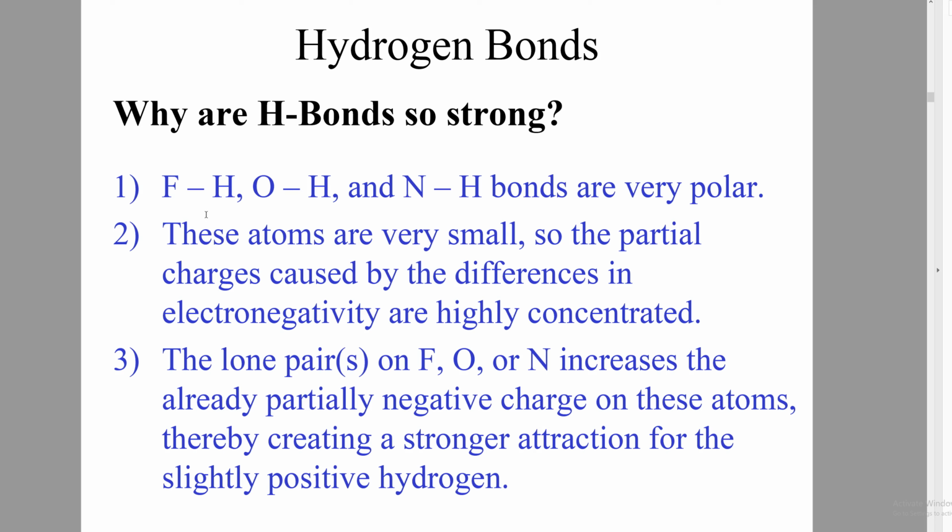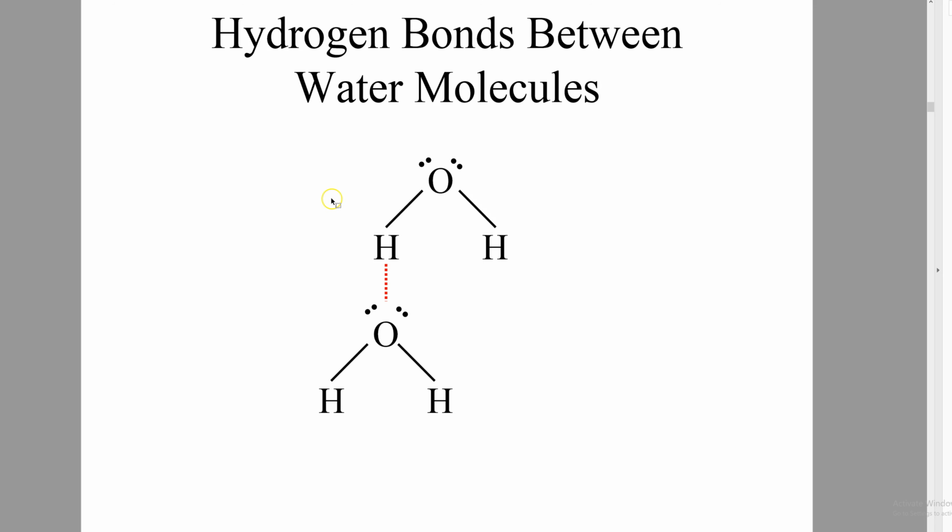The lone pair on an F, O, or N also increases the partial negative charge by creating that attraction to that hydrogen. So that lone pair really does a lot here. It yanks on that hydrogen and creates that ability for hydrogen to really stick with that highly electronegative element. Here's a classic example of a hydrogen bond between a water molecule and another water molecule.